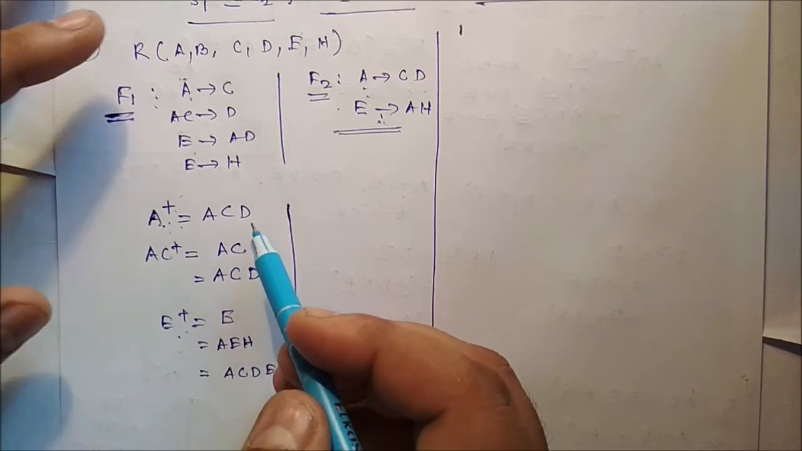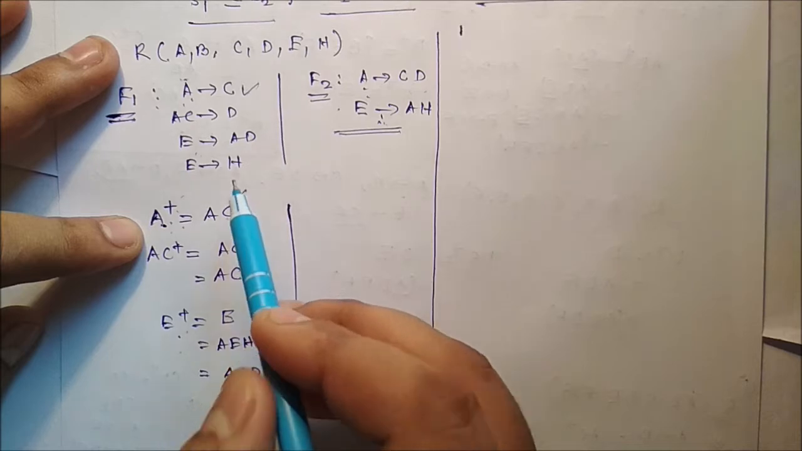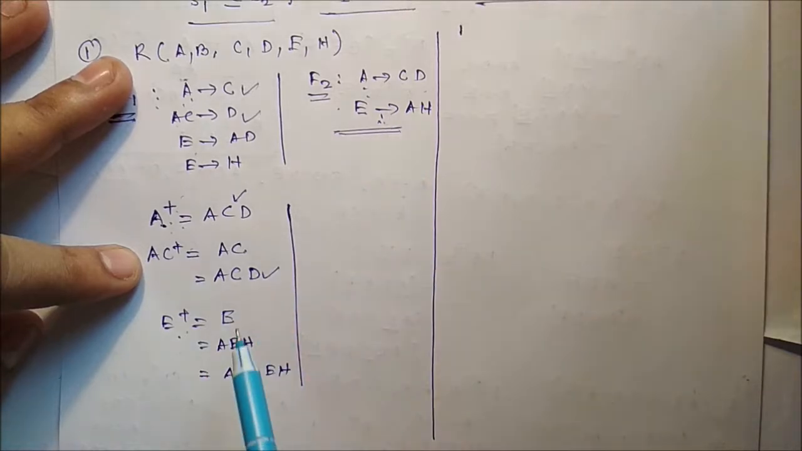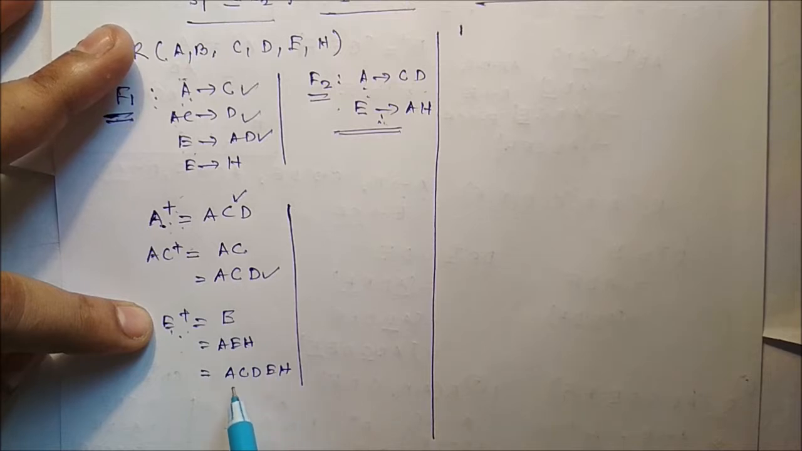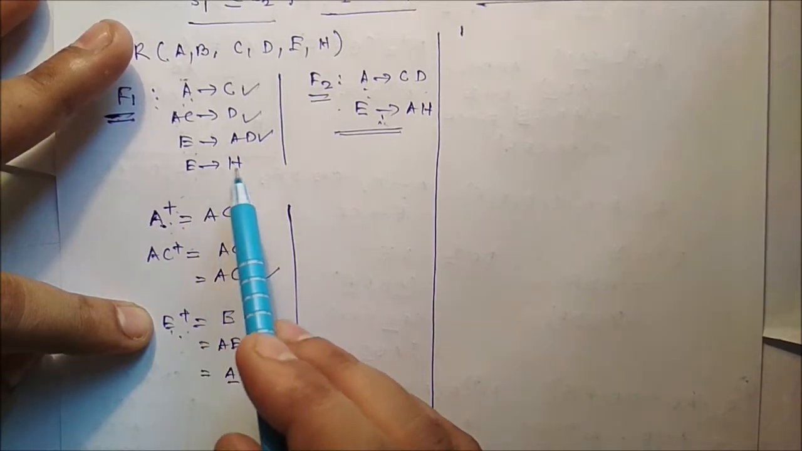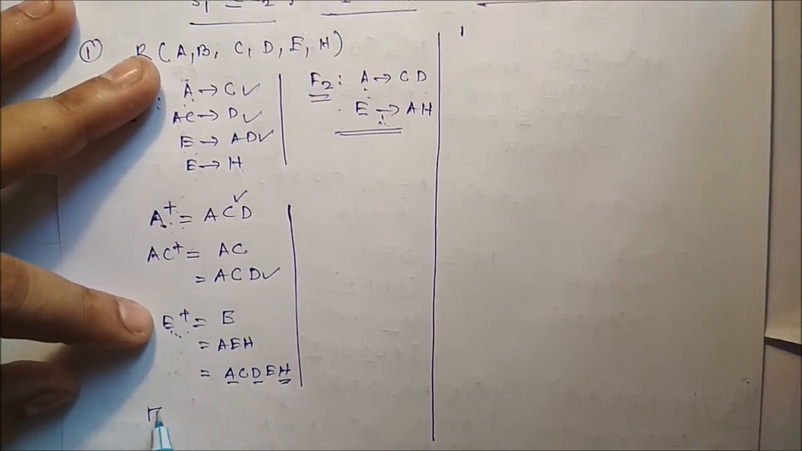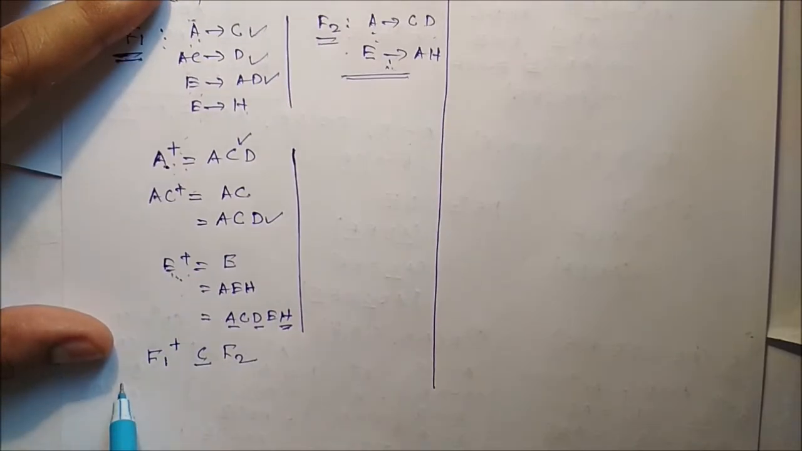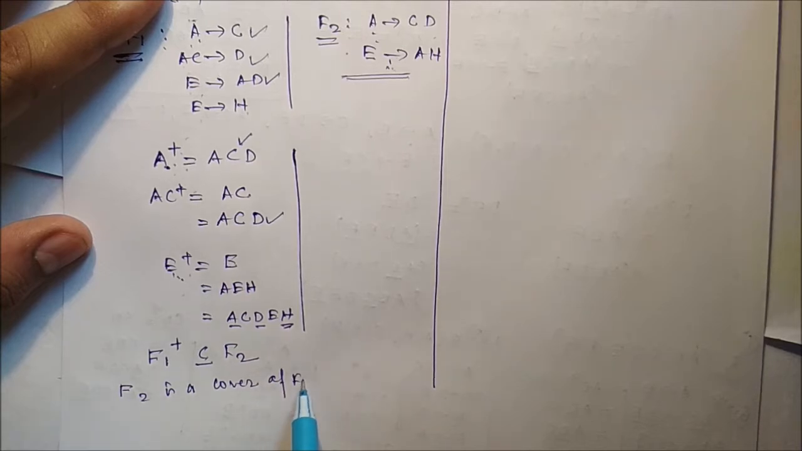Now just see one thing. From A we can get C, so it is possible. From AC we can identify D using this FD. From E we can identify AD here, so definitely we can identify A and D. And from E we can identify H. That means we can say F1 plus is a subset of F2, that is, F2 is a cover of F1.